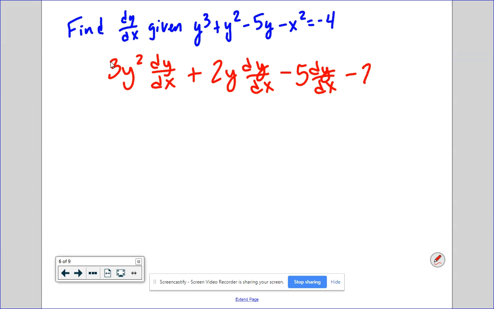negative 2x. Do I need dy/dx after that one? Why? You're finding it with respect to x, so you don't need it there. Derivative of negative 4 is 0. Okay?